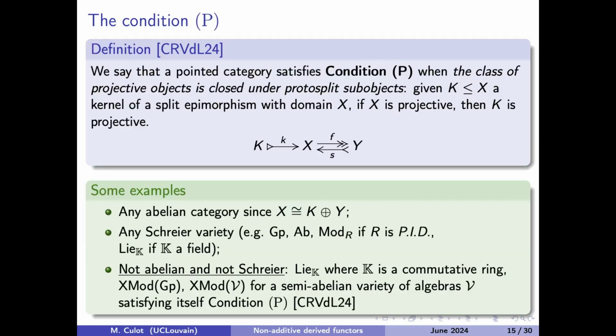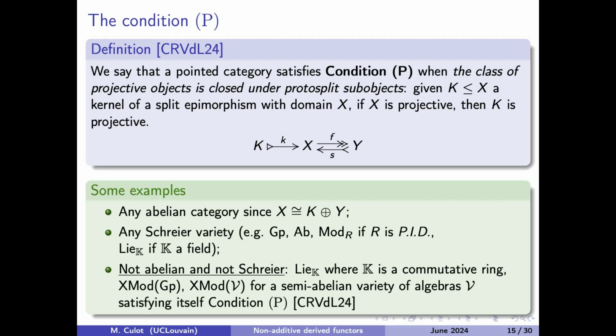I will ask that if I have such a situation where K is a kernel of a split epimorphism, then if this X is projective, I want its kernel here to be projective as well. This will capture exactly this part. Any of these categories satisfy this, because here we have a split exact sequence, and X will be a biproduct of K and X, so X will be a retract.